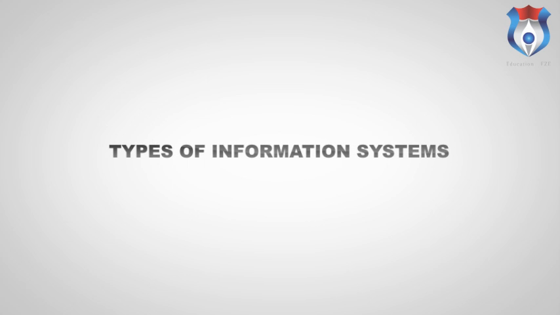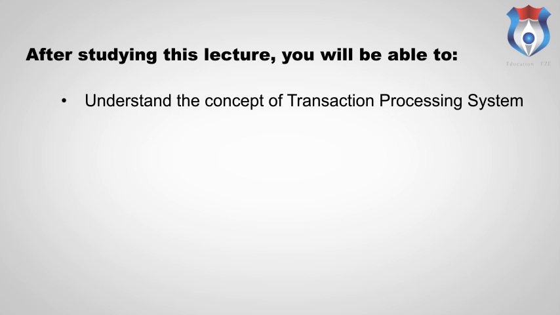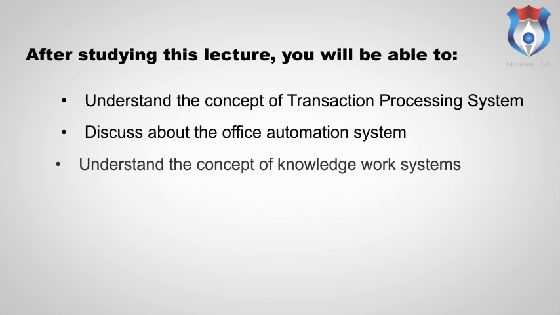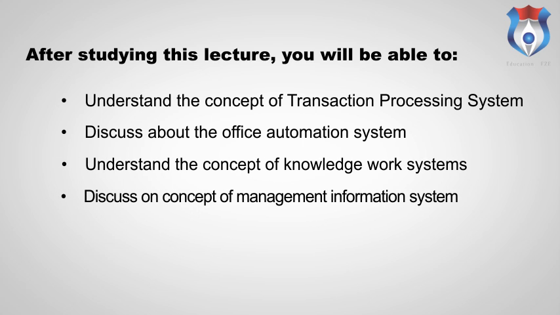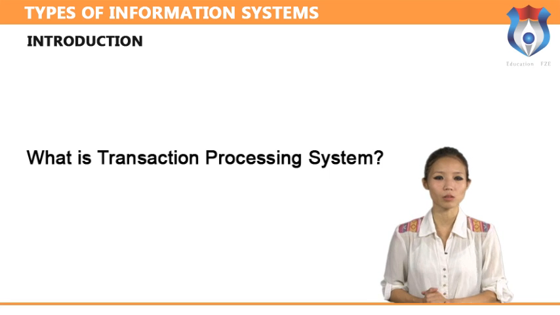Hello student, welcome to the lecture on types of information system, and after this lecture we will be able to learn the following objectives. Understand the concept of transaction processing system, discuss about the office automation system, understand the concept of knowledge work systems, discuss on concept of management information system, and explain decision support system. Let us first begin with transaction processing system.